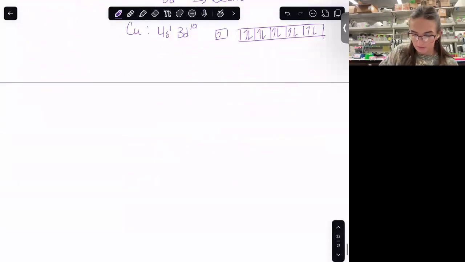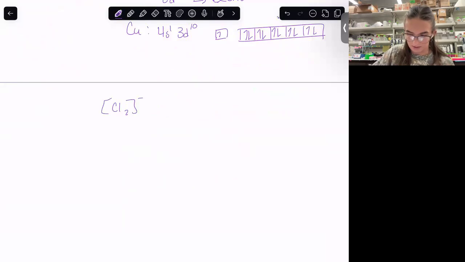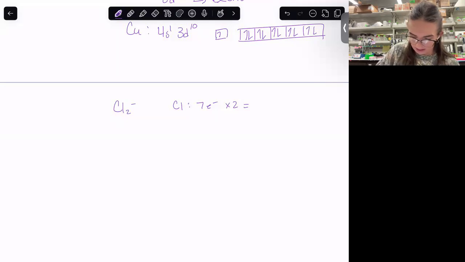Okay, so for Cl2 minus, for this Lewis structure, chlorine has 7 electrons times 2. So we have ICl2.